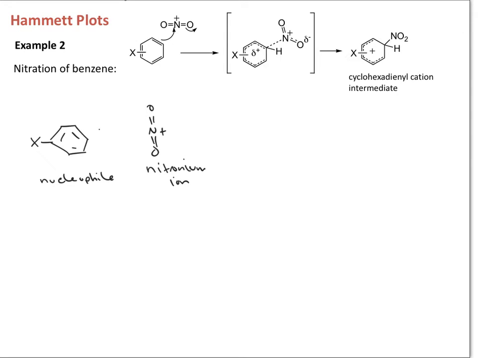And the electron density from the nucleophile is going to attack the electrophile. And so we can think about how this is going to take place, where we start to form the carbon-nitrogen bond, and we start to open the oxygen-nitrogen pi bond.